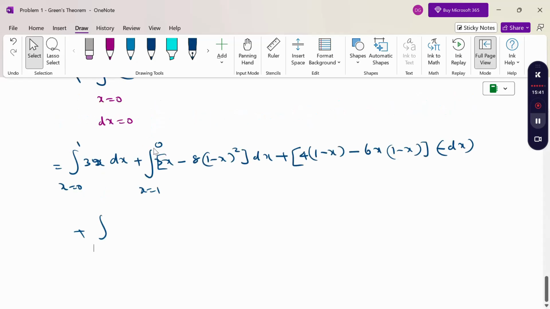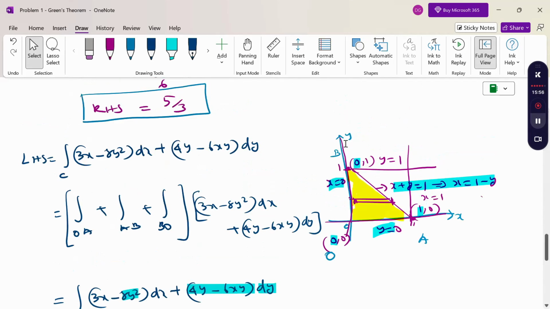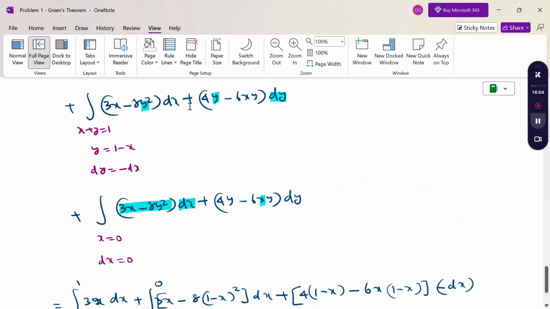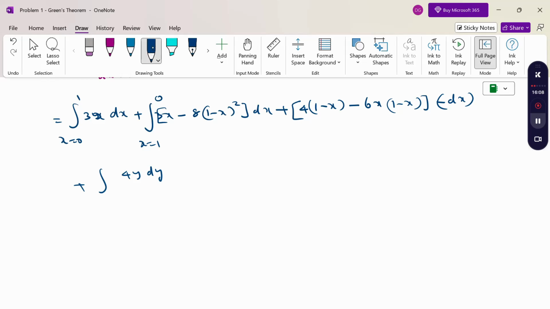What is the next one? For the next integral, x is 0, so dx is 0, and any term multiplied by dx is 0. Therefore 4y dy, where the y range goes from 1 to 0.